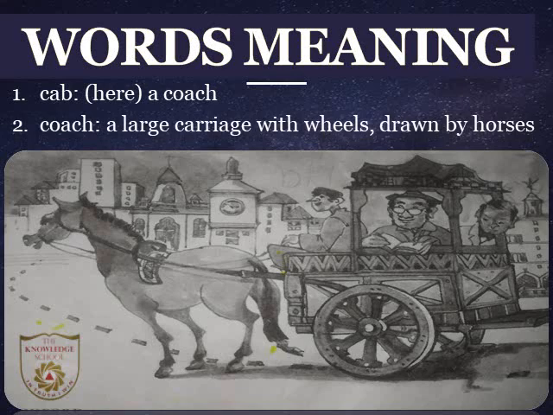Here are only two word meanings in this story, and those words are cab and coach. First word is cab. Cab means, here in this story, a coach. Second word is coach, and coach means a large carriage with wheels drawn by horses, as you can see in the picture.